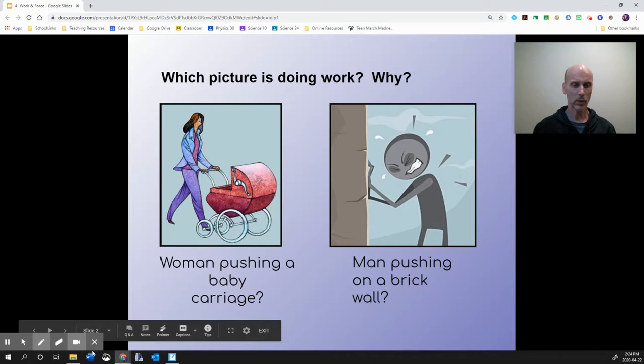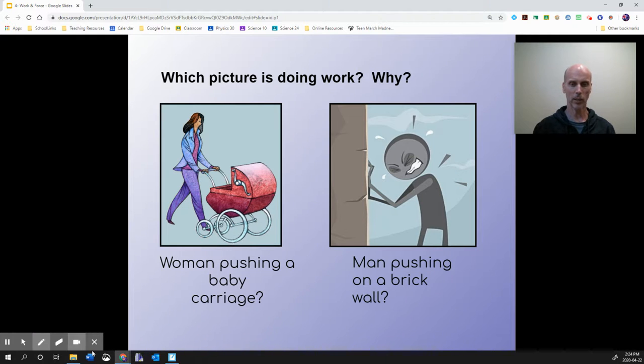So we have two pictures here, a woman pushing a baby carriage and a man pushing on a brick wall. And the question is, which picture is doing work and why? When we talk about the idea of work, we're really looking for two things. Number one, we want to find some evidence that there is a force being exerted on something. Clearly, the first picture shows a woman exerting a force on a baby carriage. Second, we see this man exerting a force on the wall. So in terms of force, both pictures have that part of the work covered.